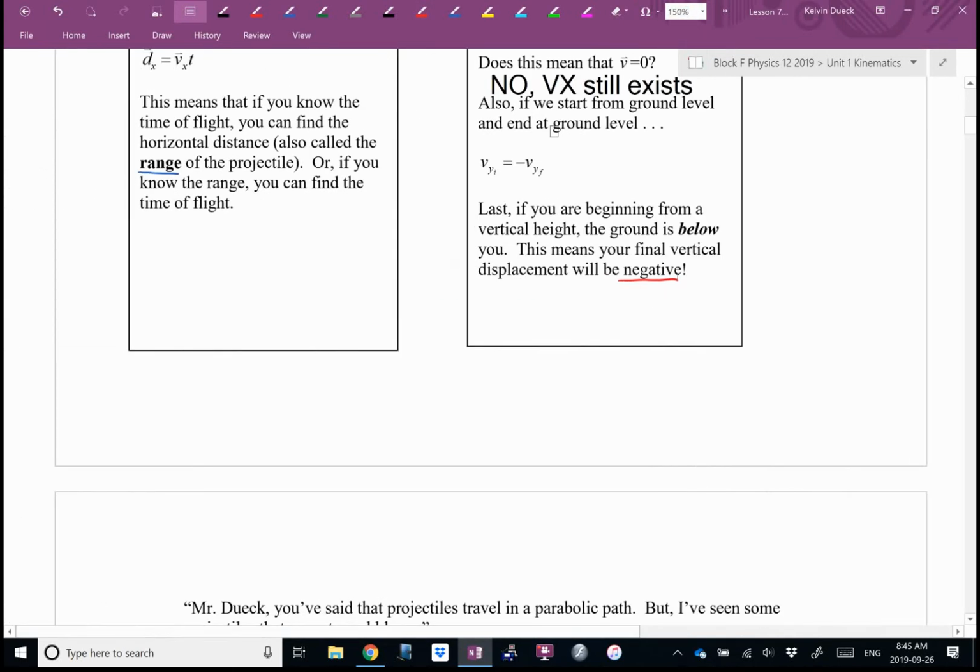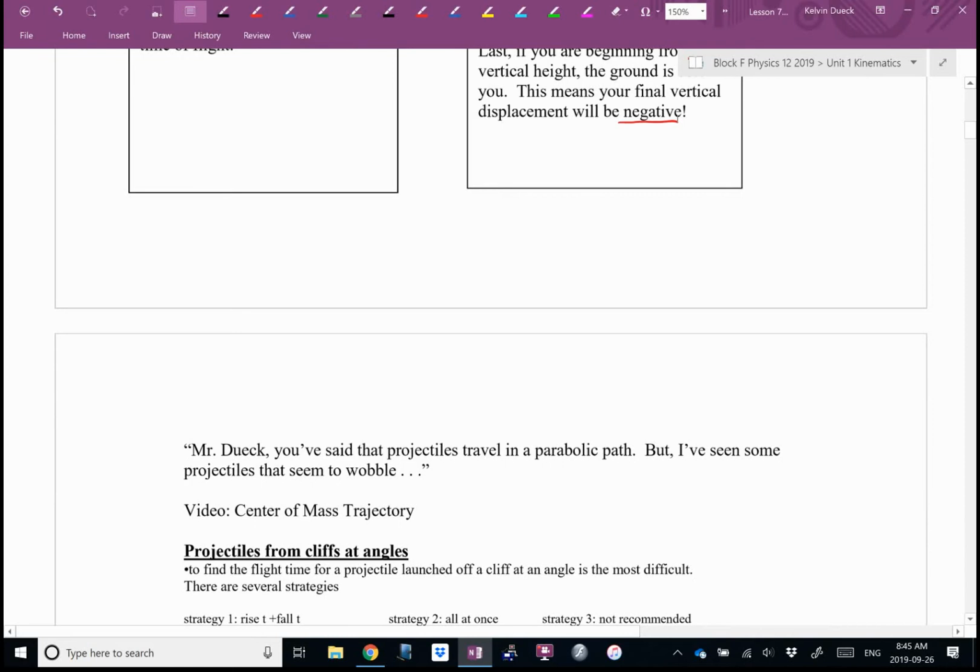Let's look at launching from a cliff. Oh, first, I always have somebody who says, Mr. Dueck, you said that projectiles travel in a parabola, but I've seen some projectiles that look like they wobble. What's going on with that? Put your pencils down.